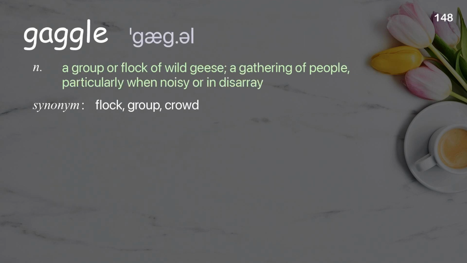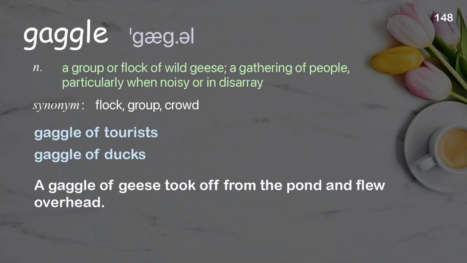Gaggle. A group or flock of wild geese, a gathering of people, particularly when noisy or in disarray. Examples: Gaggle of tourists. Gaggle of ducks. A gaggle of geese took off from the pond and flew overhead.